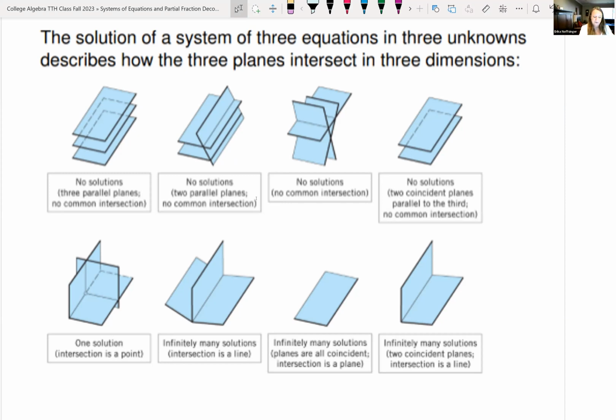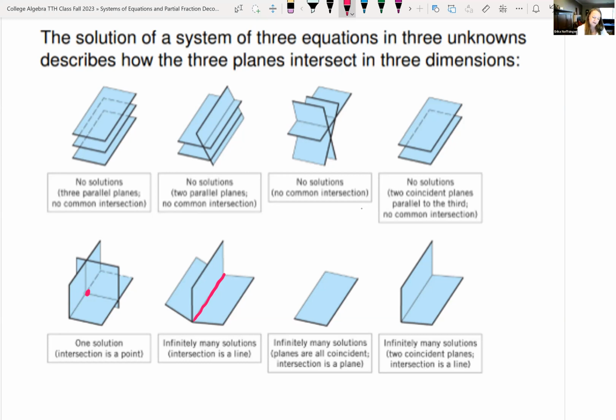So there's more examples of no solutions. And then you have an example down on the bottom row, left-hand corner, where you would have 1 solution. And so that would be the 1 spot where they all 3 intersect. And then there are cases where you would have an infinite number of solutions. So in this case, where you have those 3 equations, 3 unknowns, they're all overlapping at this line. And so that line, any point that's on that line, is going to be a solution to that system.